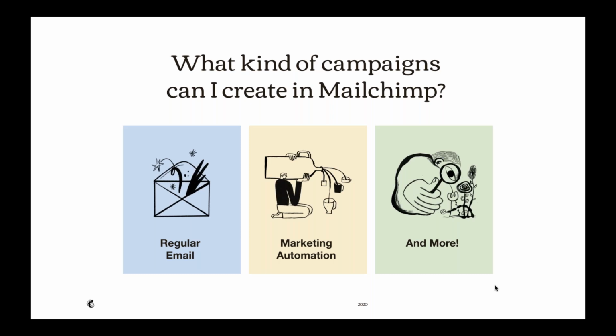Then there's marketing automation. Mailchimp's automation features allow you to create targeted emails and customer journeys that are sent when triggered by a specific date, event, or contact activity. There are even more campaign options within Mailchimp that we'll explore in other webinars. But for now, regular email and marketing automation campaigns are a foundational place to start within Mailchimp.